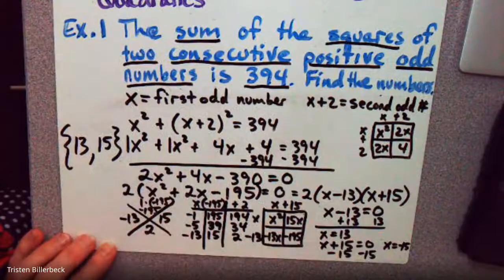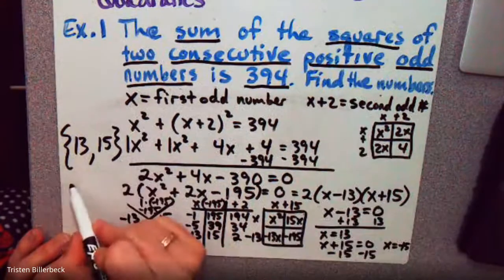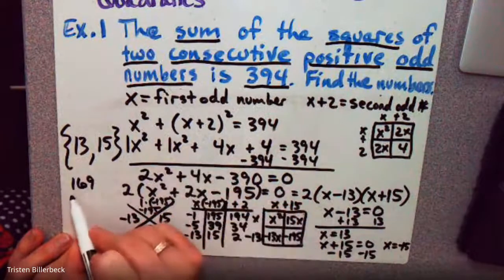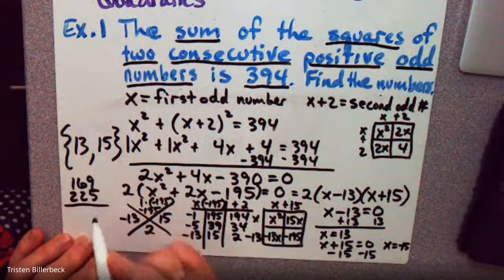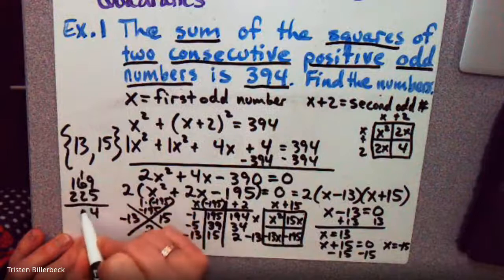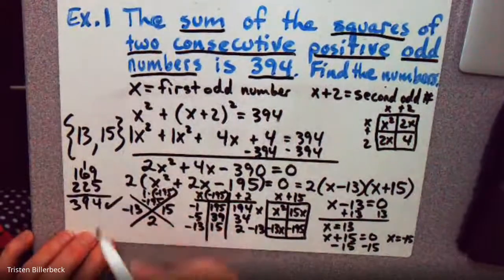Okay, so now let's double check. If we put in 13 squared, which is 169, and 15 squared, that's 225. If this is correct, it should add to 394. So we have 169 plus 225, which is 394. So it checks.